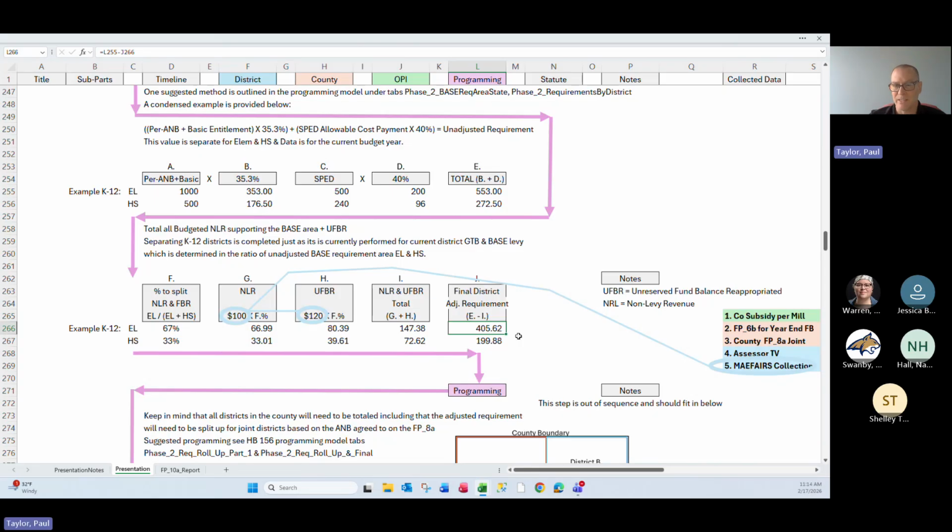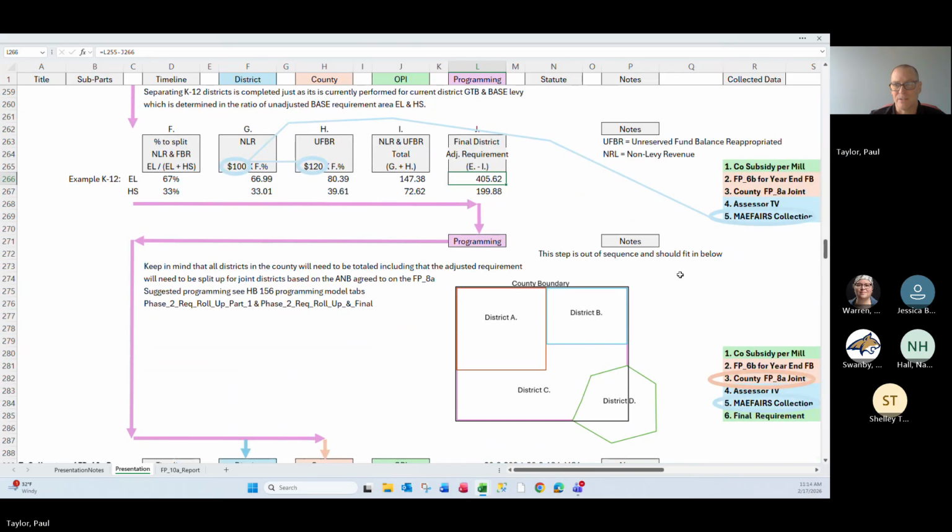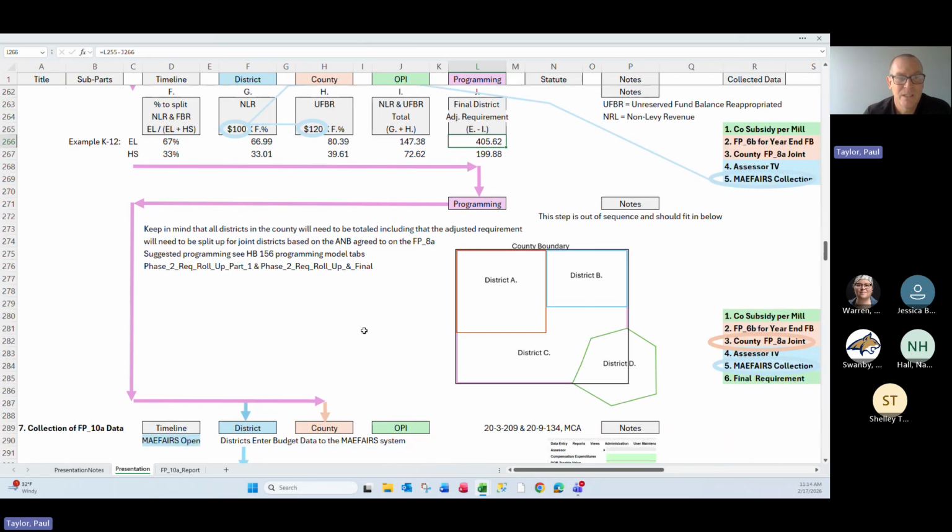All right, I'm going to go on to the next step, or a little bit more about this. So you can see we use some of that Mayfair's information. I already said that. I'll try to move on. Okay. It says, keep in mind that all districts in the county are going to need to be totaled, including that the adjusted requirement will need to be split up for joints. We're going to use the same FP8A form to do that as described earlier.